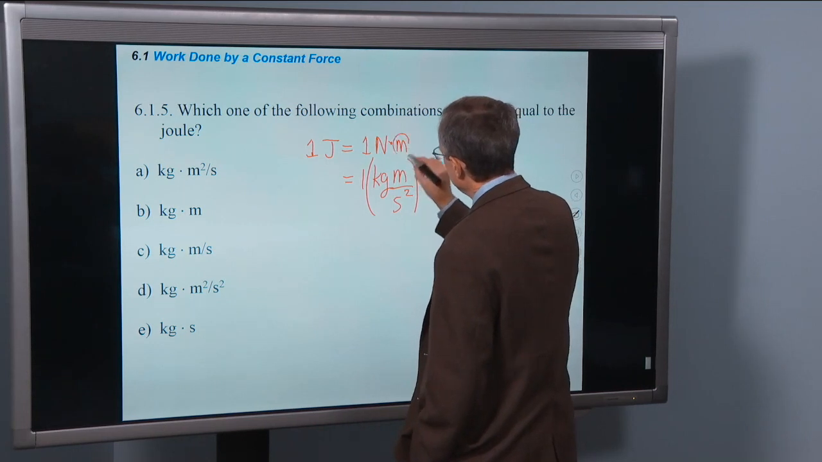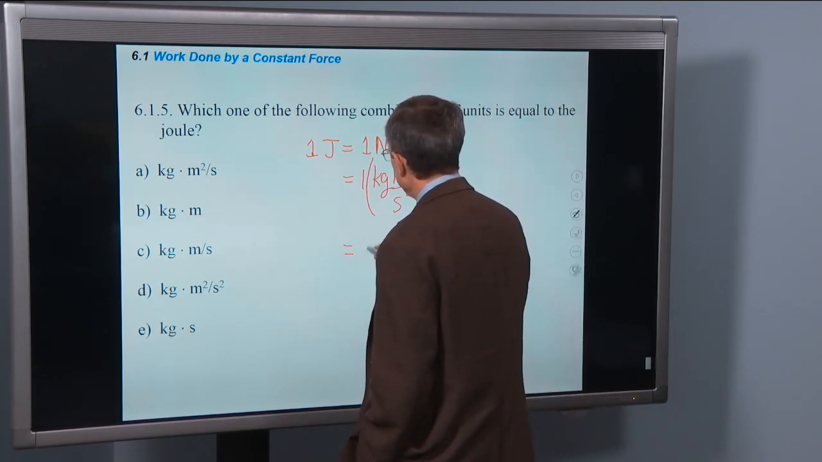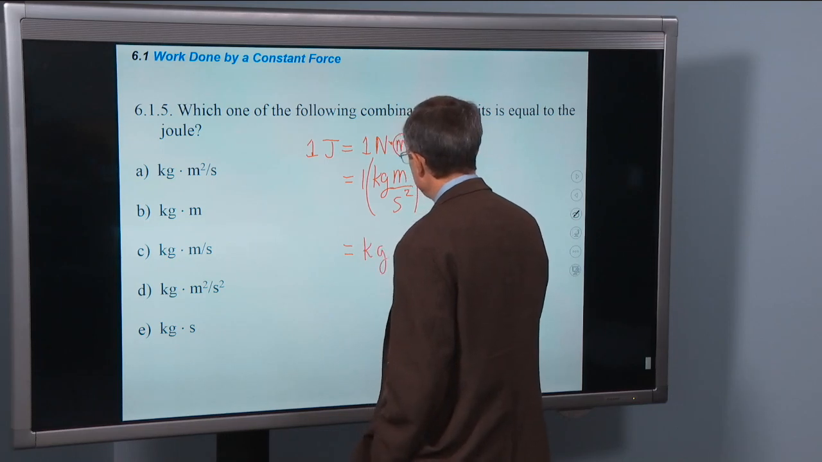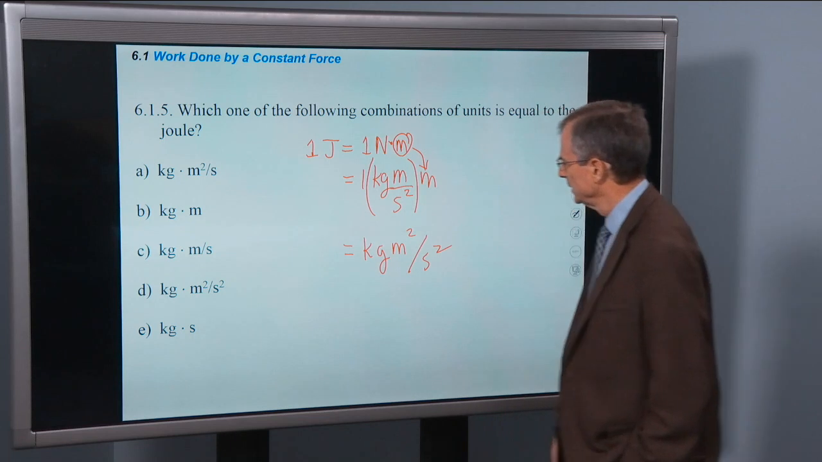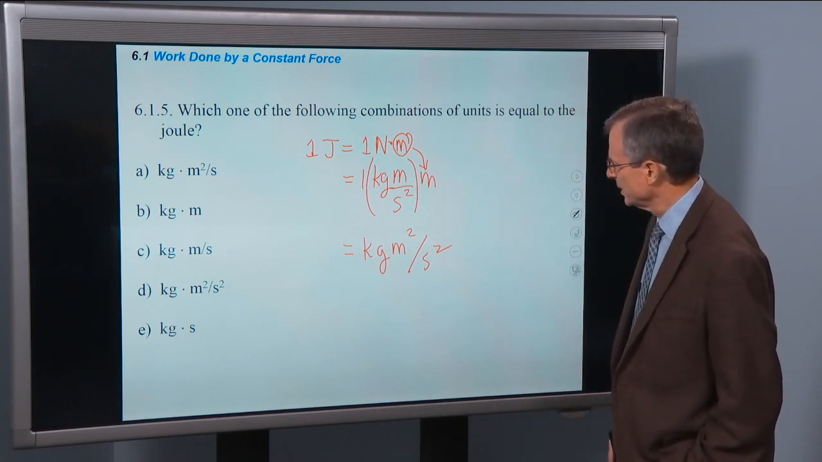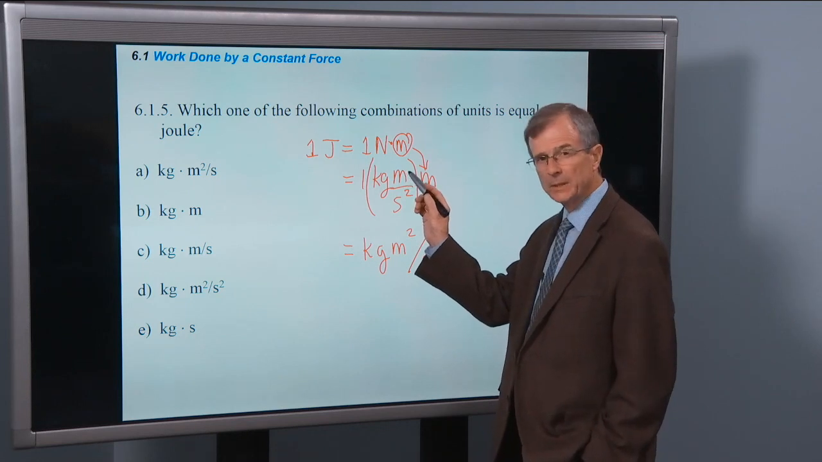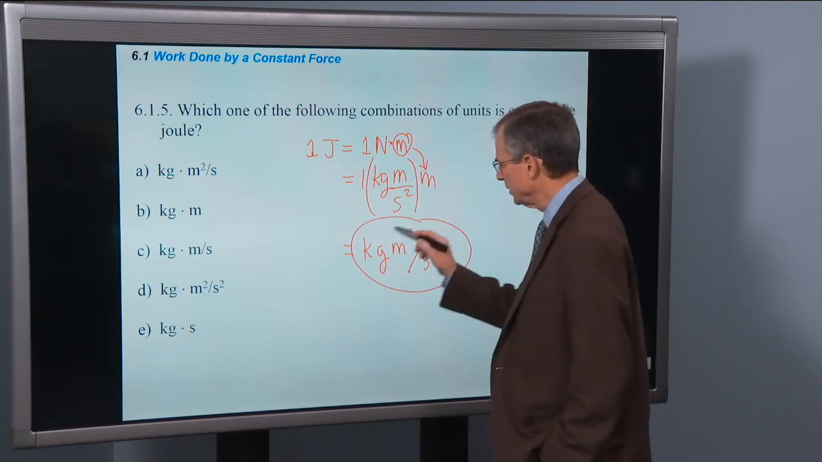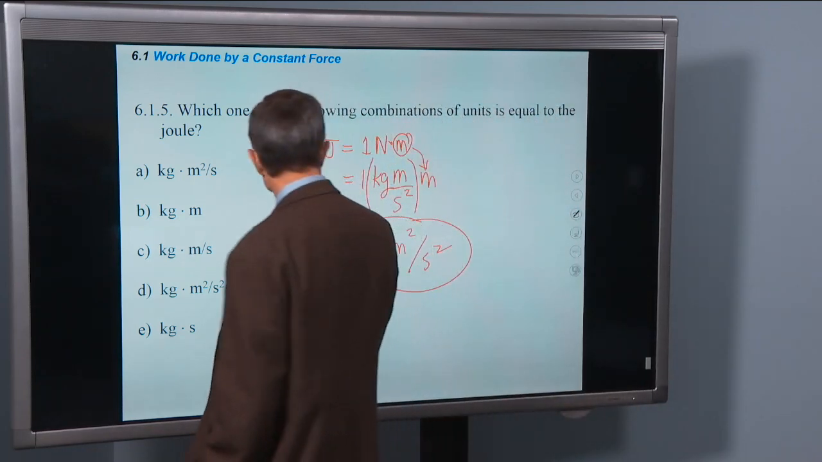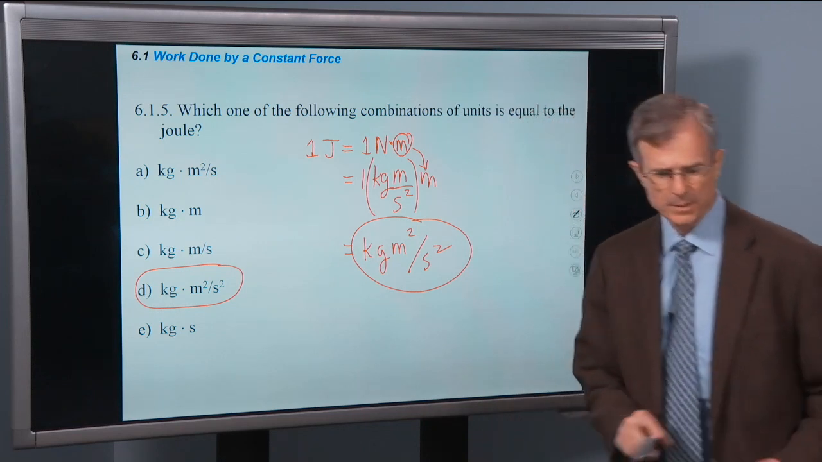Here's the meter that came along for the ride. So the units that we're looking at are kilogram meter squared per second squared. Those are the units of joules. Looks like a Newton, except instead of having a meter in the numerator, it's a meter squared. So those are the units, and that looks like the answer. This is the correct answer.